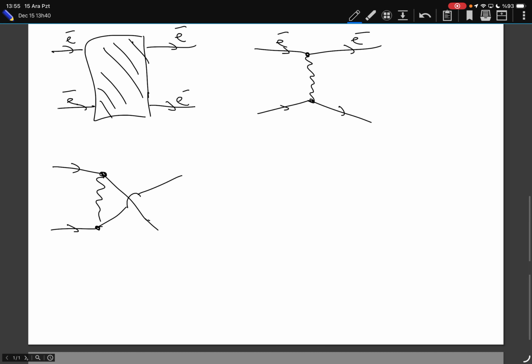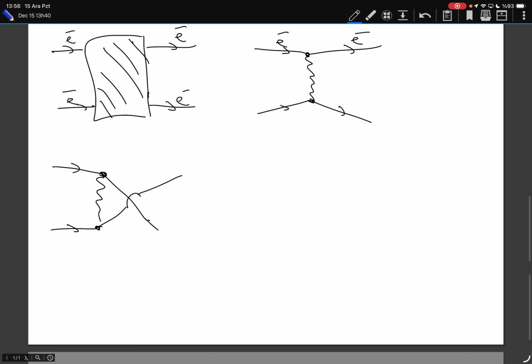You can write as many diagrams as you like, as complicated as you like. All of them will contribute at the given order. At the lowest order, with the minimum number of vertices, I just have these two. And I don't have any other diagram. Question?